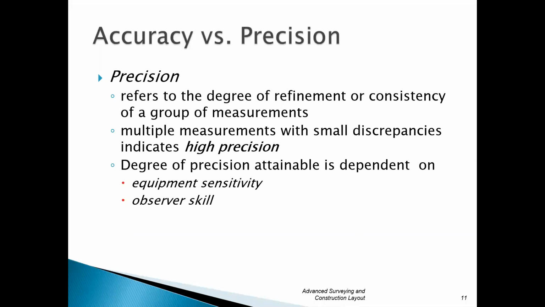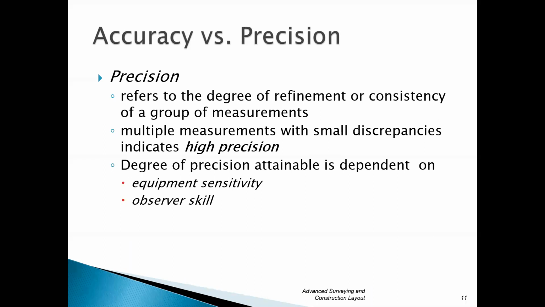Consistency in a group of measurements is also precision. So what that's saying is if you take a steel tape and you go out and you measure a distance between 2 points and you get 100 feet and 100 feet and 100.01, 99.99 and 100, those are pretty close to each other. So that we would say has a high amount of precision.